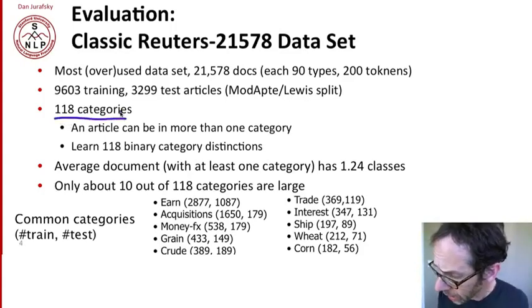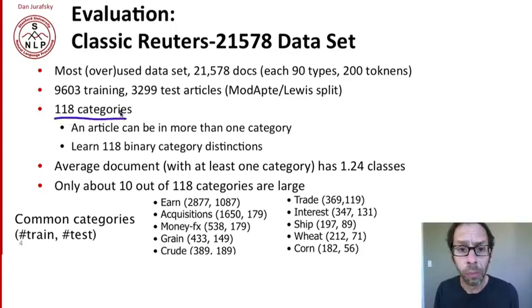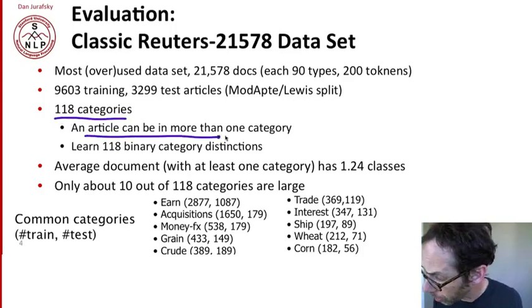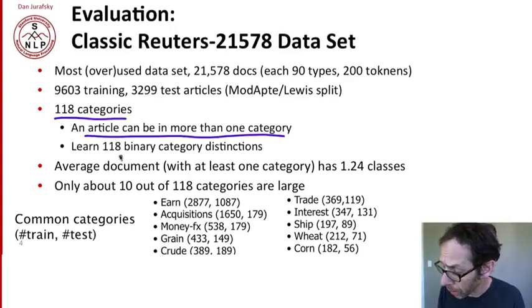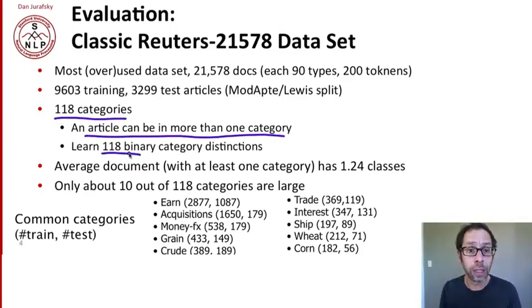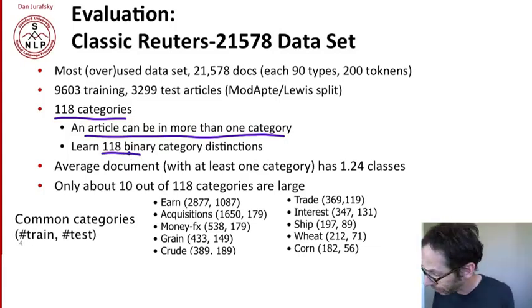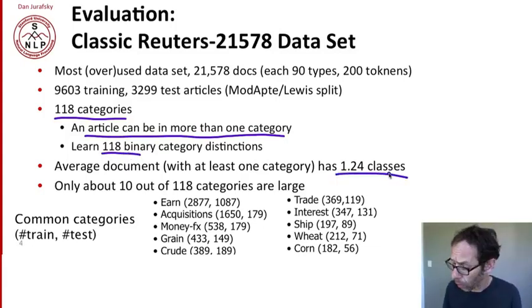The set has 118 categories, and this is a class of multi-value classification because an article can be in more than one category. So that means we're going to be learning 118 separate classifiers, each one making a binary distinction. And the average document has just over one class.